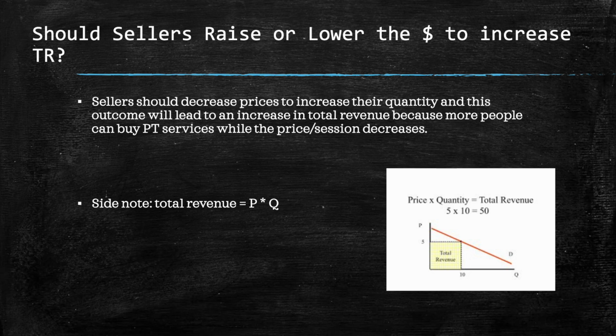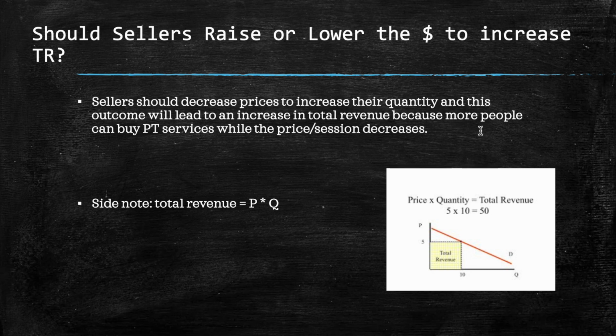Now we're going to discuss, well, should sellers raise or lower the price to increase total revenue? And just want to bring to your attention that the dollar sign is price and TR is total revenue. So this is what I think is going to happen. Sellers should decrease prices to increase their quantity. If we have decreased prices, more people can afford the service. And due to that, this will lead to an increase in total revenue because now more people can buy the personal training services while the price per session decreases. So that is my conclusion for that.